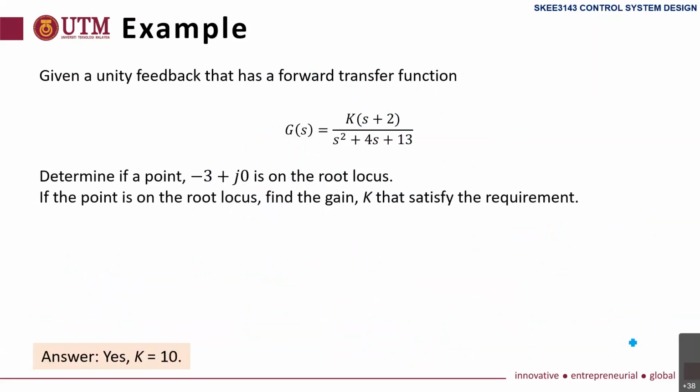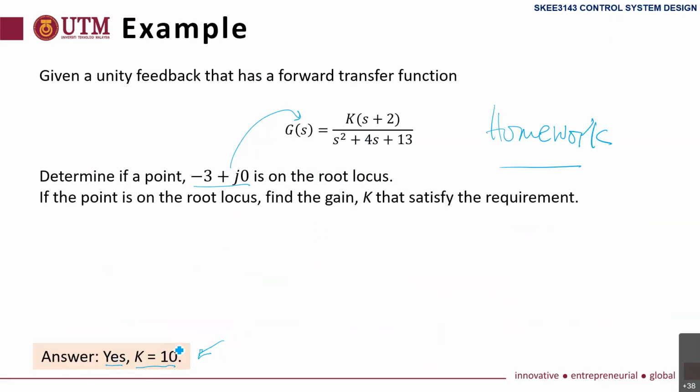This is another example I want you to test, to do as a homework. Please try this. You just substitute this value into KGSHS and show that it is equal to -1, in order to fulfill the criteria. The bottom is the answer, and K is equal to 10. You need to also calculate for the K.